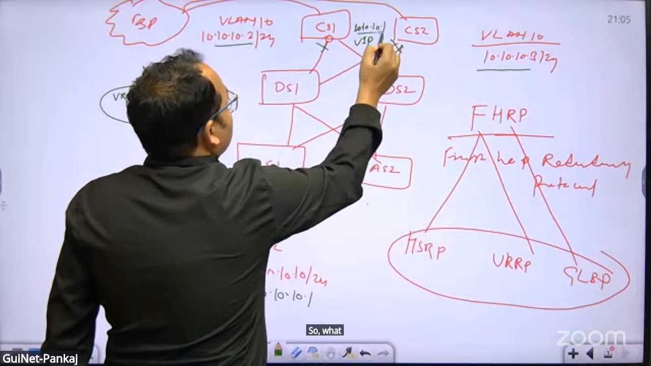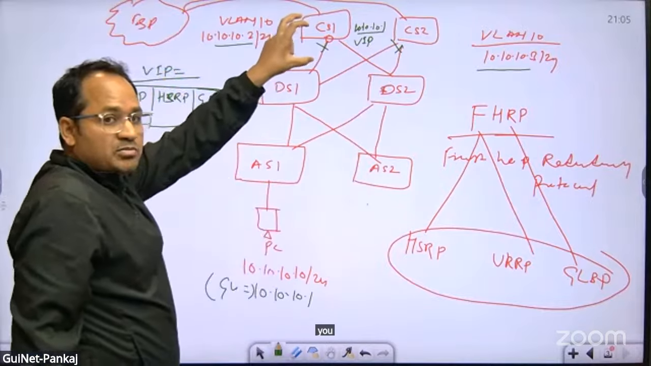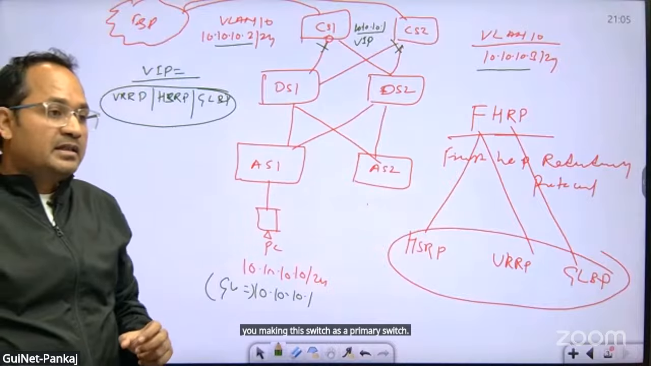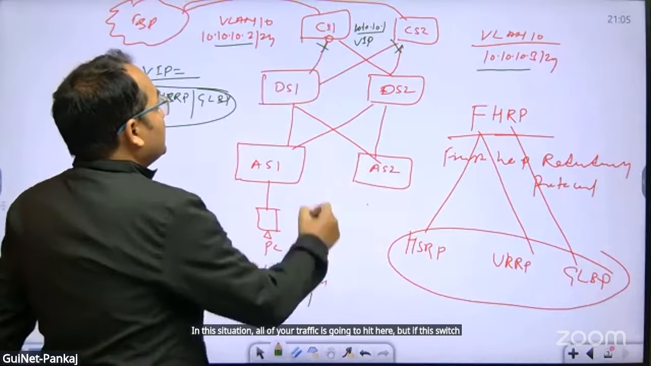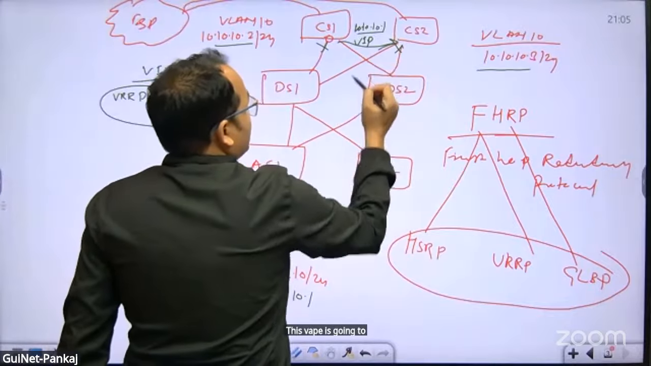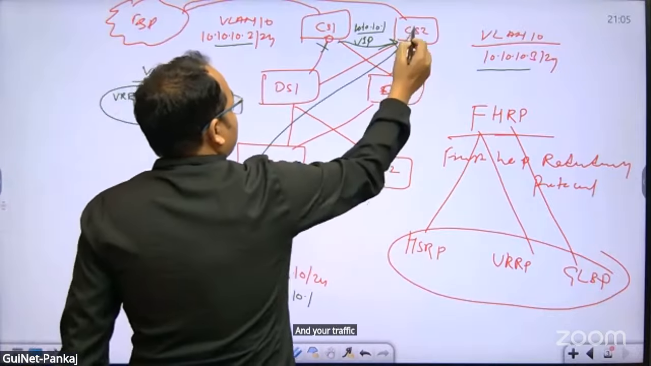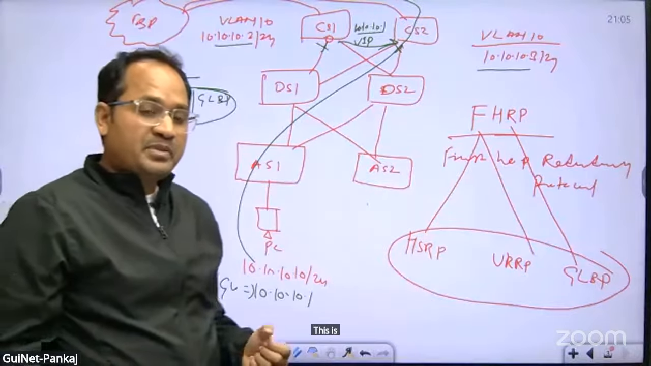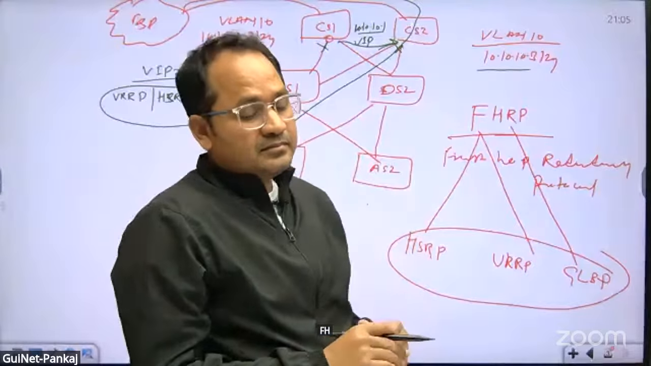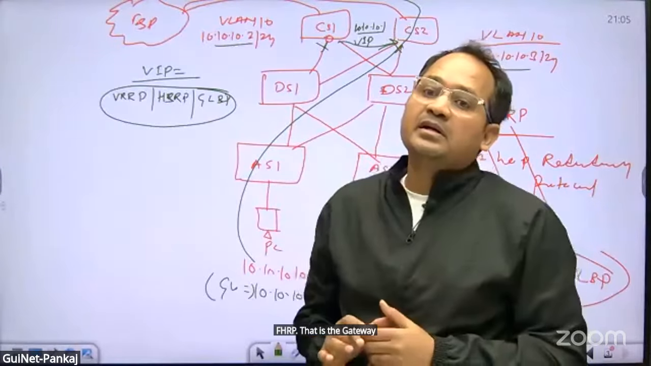So what happens if you make this switch the primary switch? In this situation, your traffic always hits here. But if this switch goes down, the VIP becomes associated with the other switch, your traffic starts being sent this way, and you go on the internet. This is known as FHRP, the gateway level of redundancy.